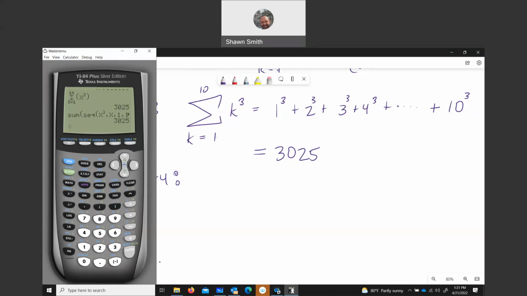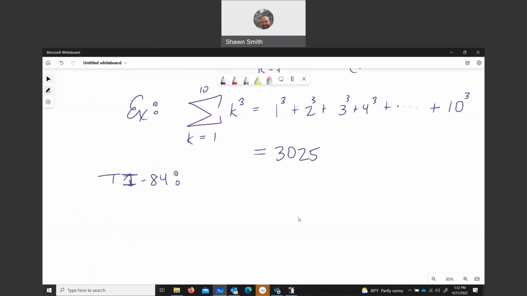So yeah, if you got the 84, that's how easy it is. Visually just change over everything, but just place your variable as x instead of k. If I give you the sequence, you tell me what the summation is.